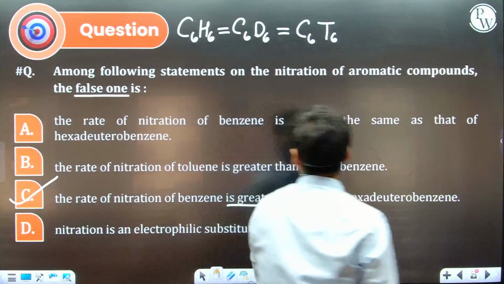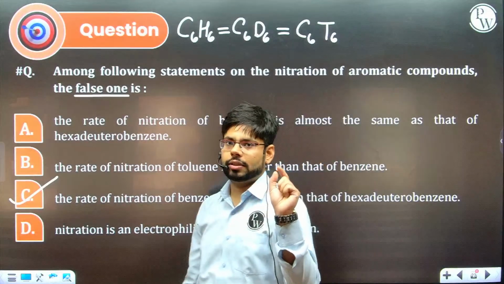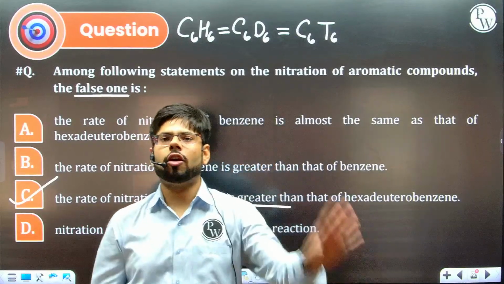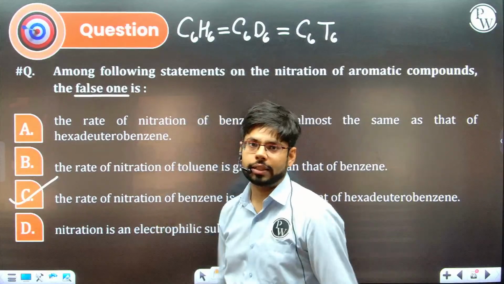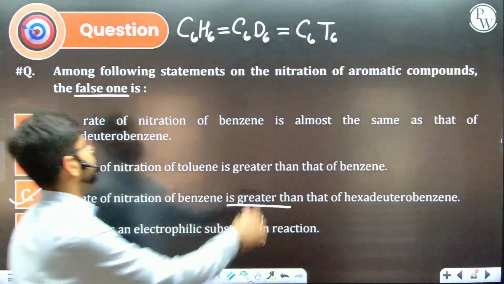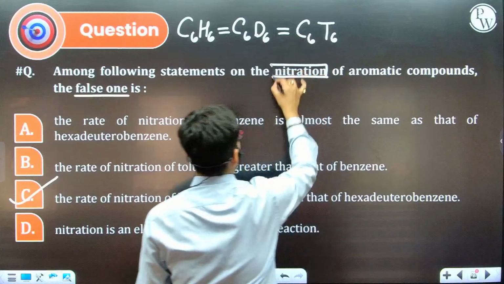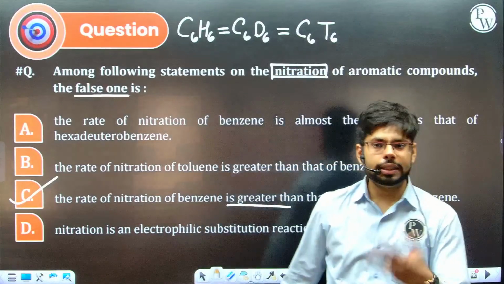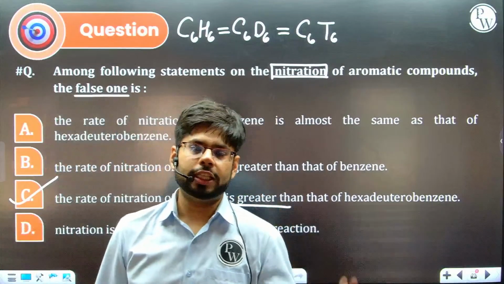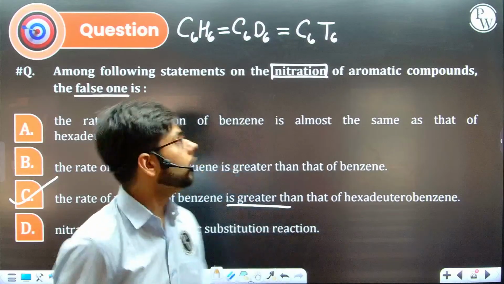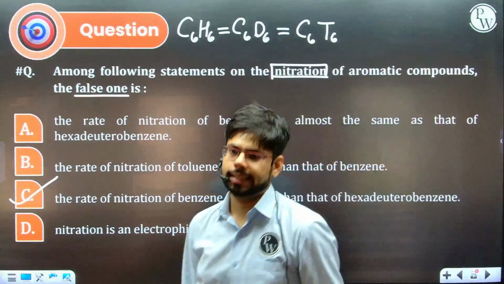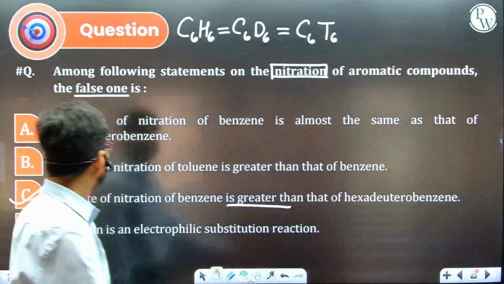So the rate of reaction of C6H6, that is benzene, is the same as the rate of reaction of C6D6, that is hexadeuterobenzene. So in all EAS reactions, this is nitration. Nitration is also EAS, right? So in all the EAS reactions, the rate of reaction does not change if the isotope is changed. So H, D and T are isotopes, but that doesn't matter, the rate will remain the same. So keep this in mind.